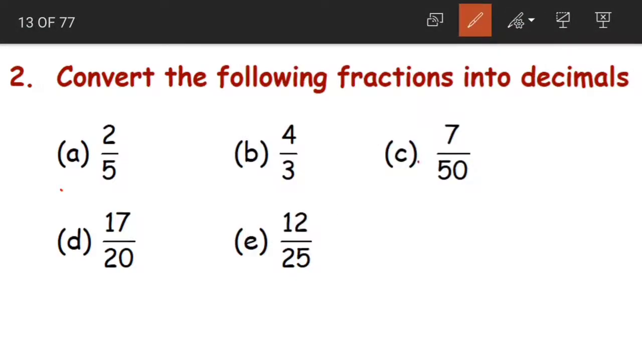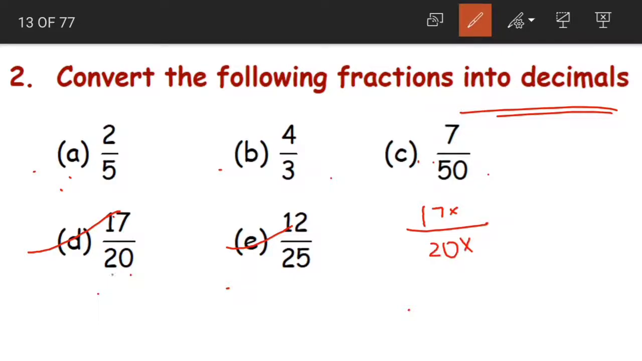Now coming to some exercise problems, we have convert the following fractions into decimals. See, we are given with some fractions, we need to convert them into decimals. I'll do the last two problems, you can solve the remaining. Okay, 17 by 20. How will we convert it, children? Here the denominator is not 10, 100 or 1000. So we need to convert it into 10, 100 or 1000.